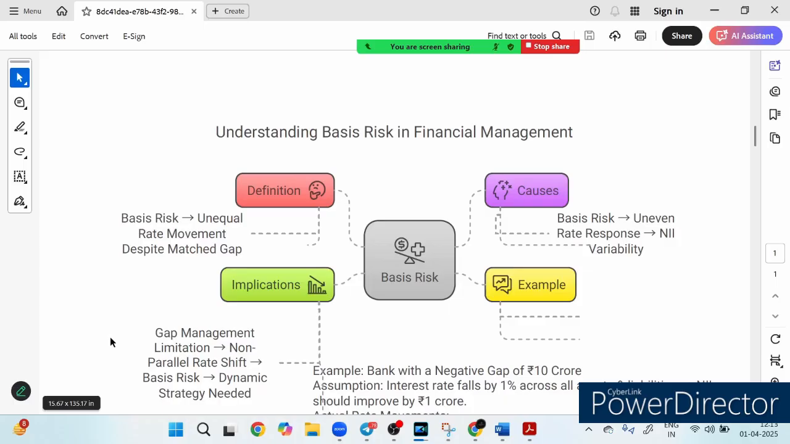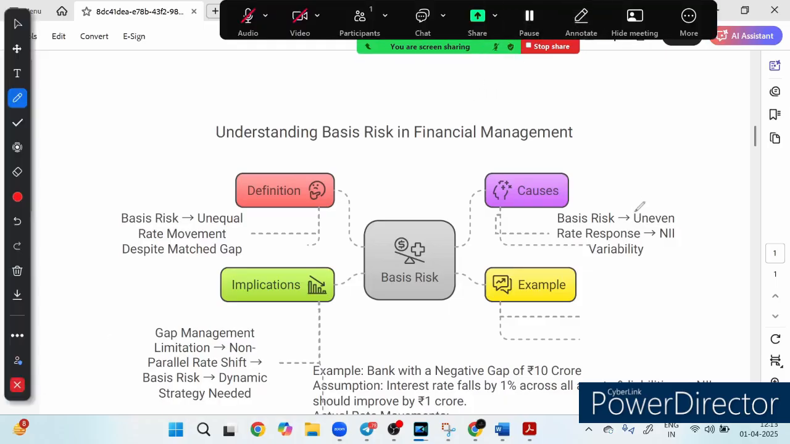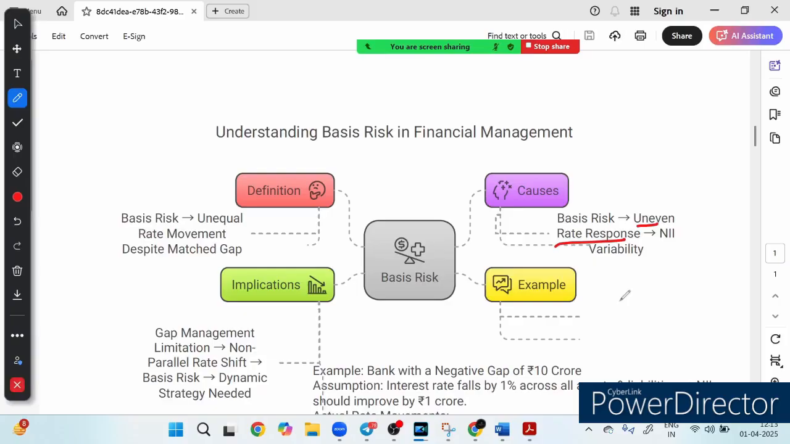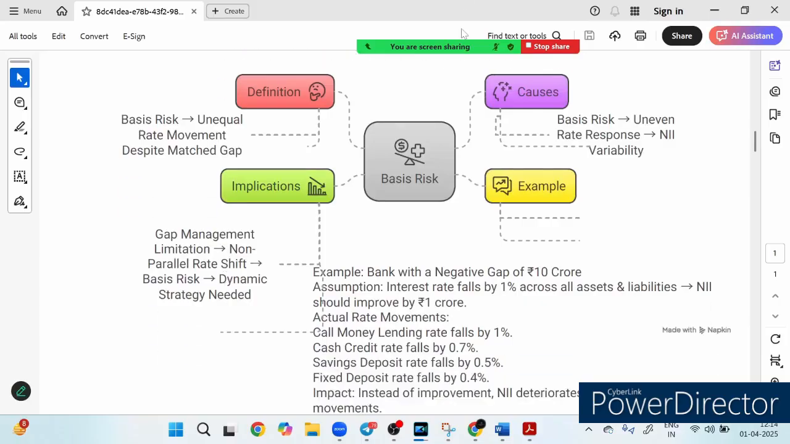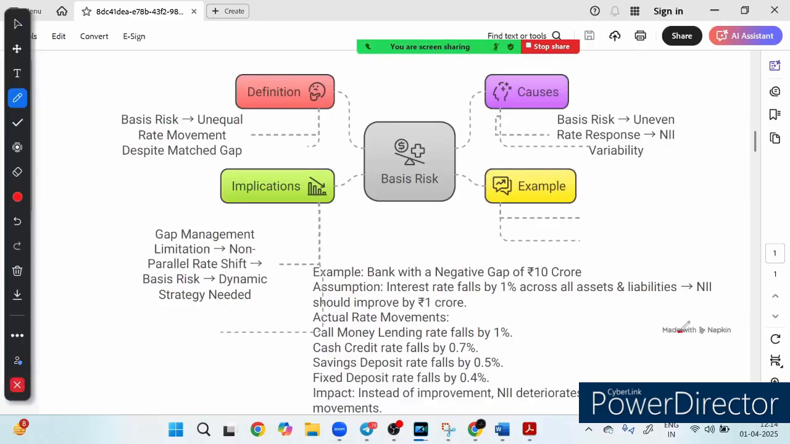So what causes basis risk? Let's look at the causes. The first cause is uneven rate response, which means uneven rate movement across different banking products. This causes net interest income to become unpredictable due to rate variability. Let me give you one example of this basis risk to make it clearer. Let's assume that interest rate falls by 1% across all assets and liabilities, right? Interest rate falls by 1% across the board. Ideally, the bank's NII should improve by 1 crore.